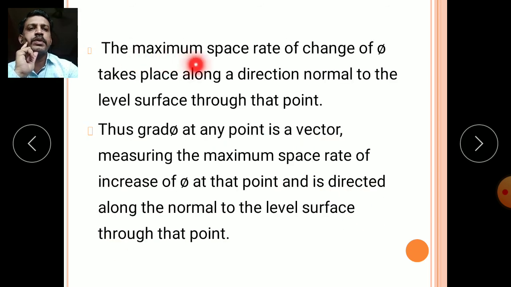The maximum space rate of change of phi takes place along the direction normal to the level surface through that point. Thus, grad phi at any point is a vector measuring the maximum space rate of increase of phi at that point and is directed along the normal to the level surface through the point.